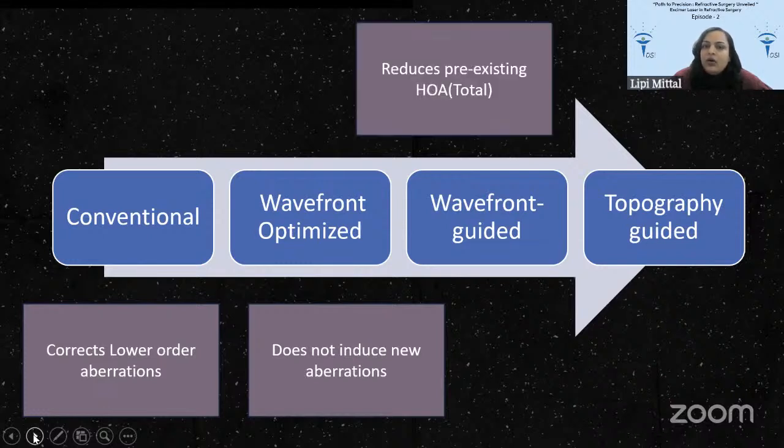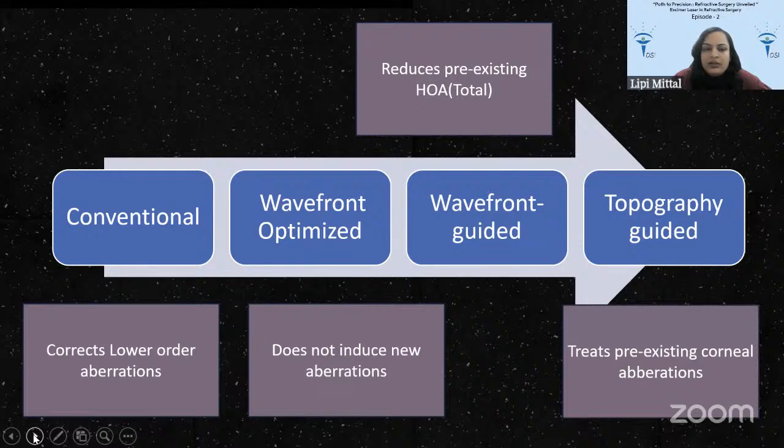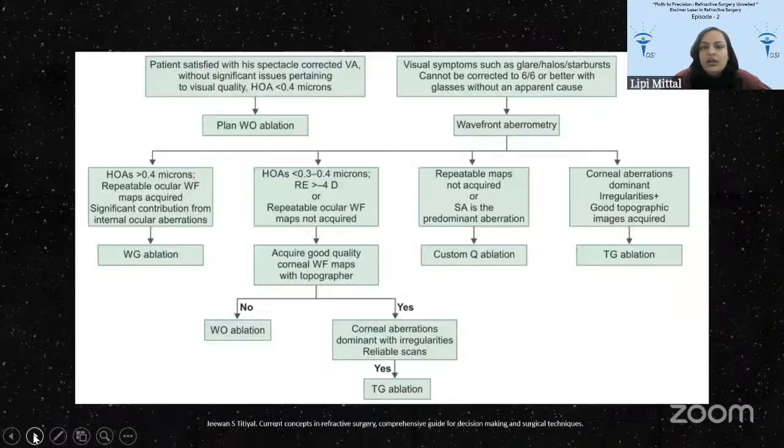In wavefront guided, all the total pre-existing optical aberrations will be reduced, and if the aberrations are predominantly corneal, we will move ahead with topography guided. So to summarize, if the higher order aberrations are less than 0.4, we will go with wavefront optimized. If it is more than 0.4, we will go ahead with wavefront guided. If the corneal aberrations are dominant, we will go ahead with topo guided. Now, if the higher order aberrations are less, but repeatable scans are not acquired, we will still move ahead with wavefront optimized. And if the corneal aberration scans are acquired, we will go ahead with topography guided ablation.